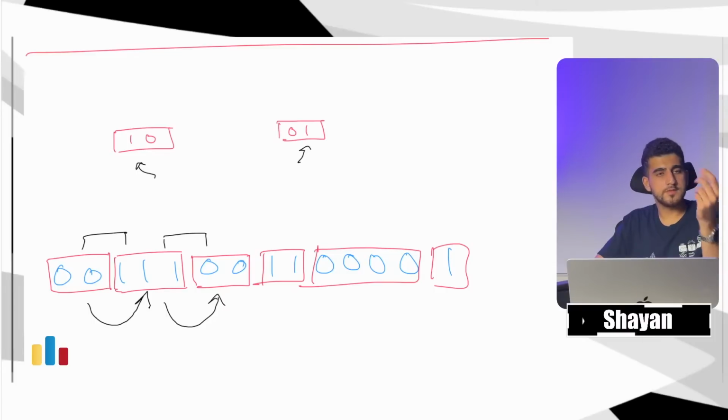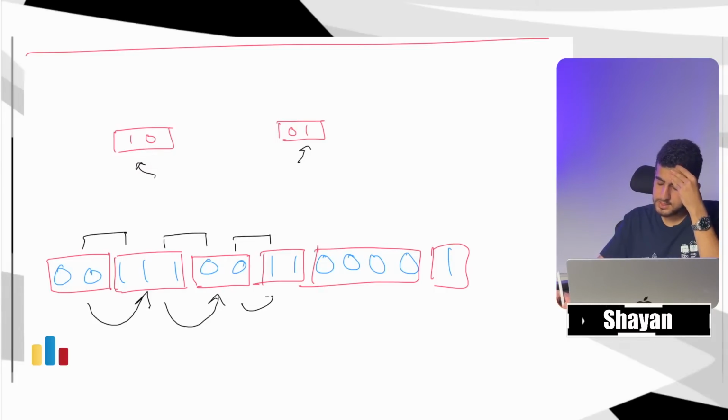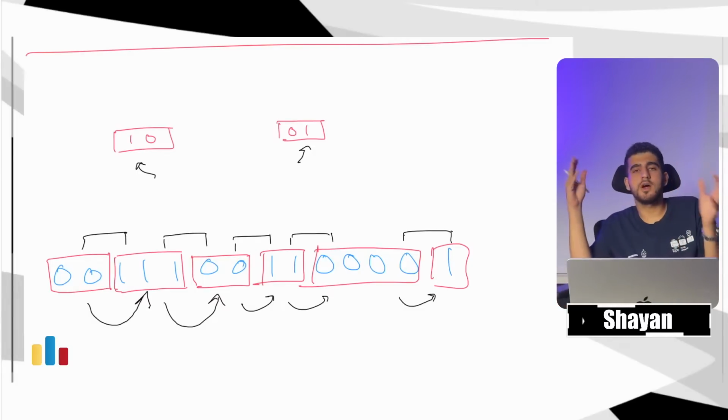When we go from a block of zeros to a block of ones, a 01 happens. When we go from a block of ones to a block of zeros, a 10 happens. So this is what is going to happen. This just shows how the blocks will change.